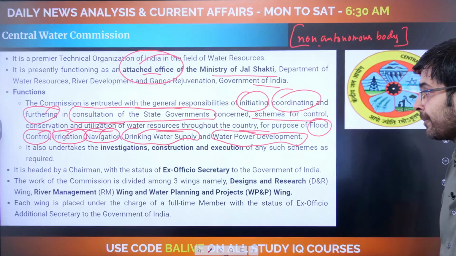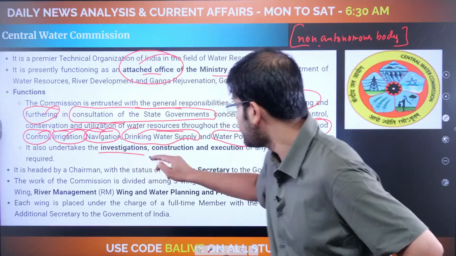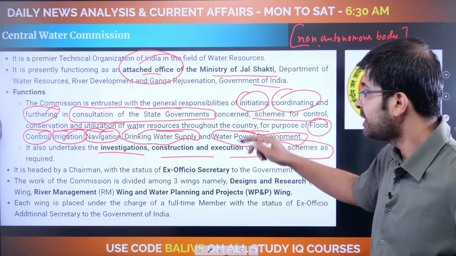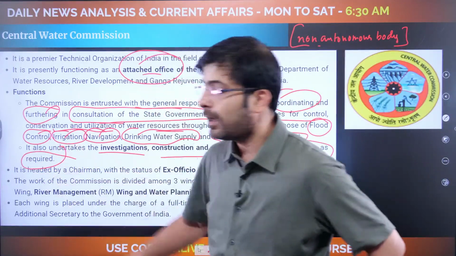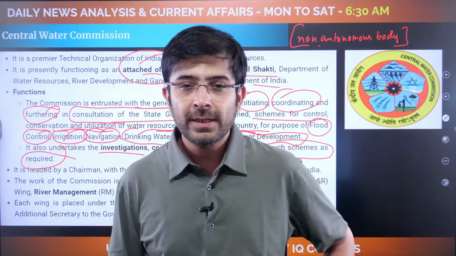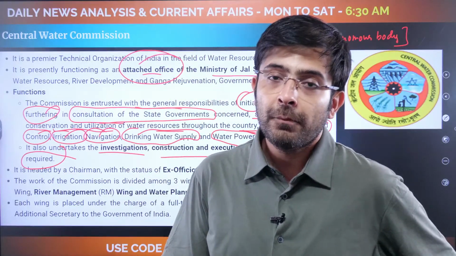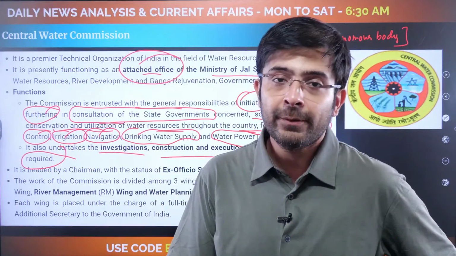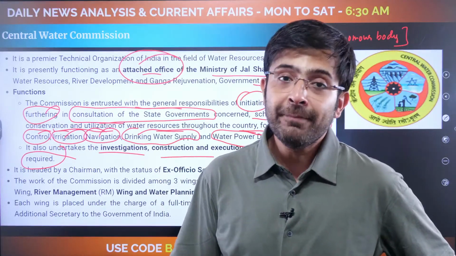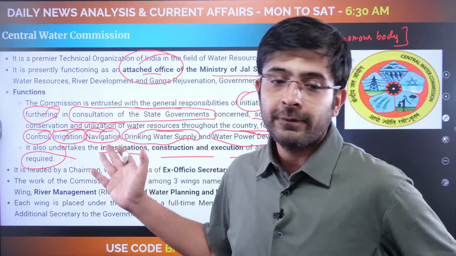Okay. So you're looking at investigations, construction and execution of such schemes as required. So all of these, Har Ghar, what is that program called? Har Nal Mein Jal, huh? Or say water pipes for all, water for all by 2022. All of that is being implemented by what? The Department of Jal Shakti.